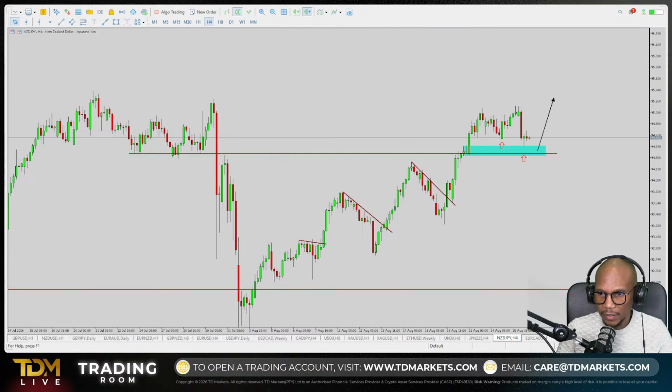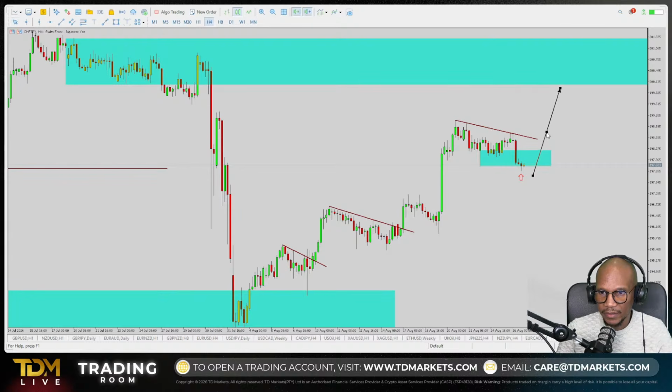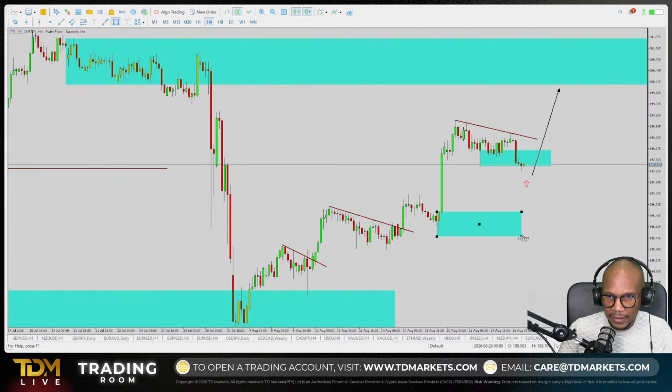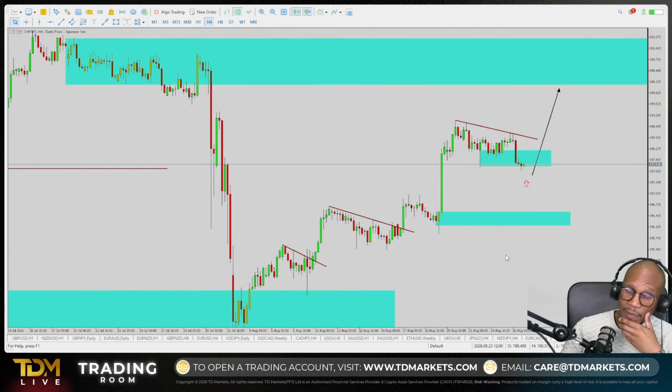So the yen pair is still the same. The Swiss yen, yeah, it's about to create that low. So we are preparing for this move. All right. So all the yen pairs, I see there's something here as well. So all the yen pairs are correcting. All right. So all the yen pairs are correcting.